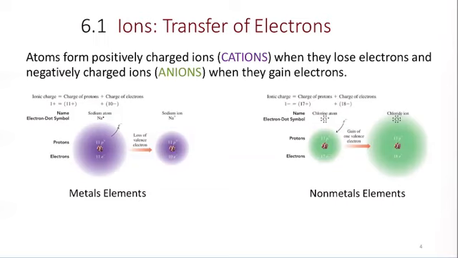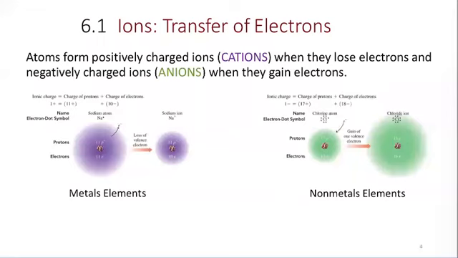Those positively charged ions are called cations. Please don't call them cations. That's not how you pronounce it. It is called a cation. Now, when nonmetals accept electrons from those metals, they are gaining electrons. So they're gaining negative charge. They become negatively charged ions, and those ions are called anions. Please don't call them anions.